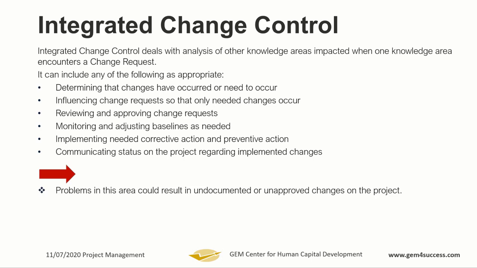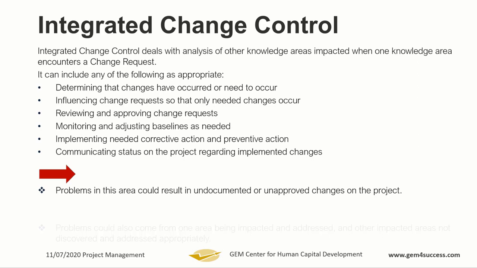So what kind of problems can you encounter here? Just like the previous process, the problem you can encounter here is a lot of surprise too. So problems in this area could result in undocumented, unapproved changes to the project, because the change requests are not passed through the integrated change control system. What it means is that some changes will have been requested and probably been worked on, whereas it has not been approved or it has not been properly documented. And of course, the implication of that is a lot of chaos. Issues will be happening that the project manager did not factor in originally.